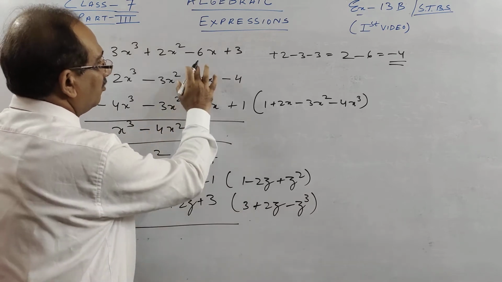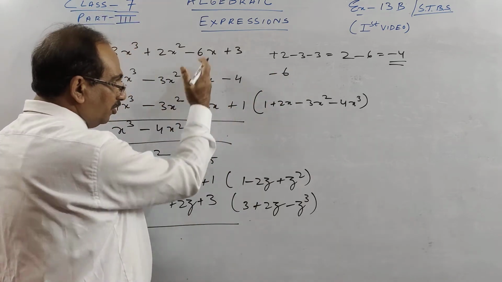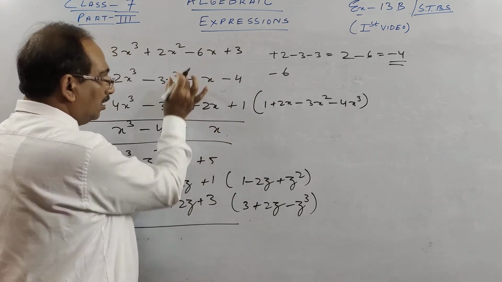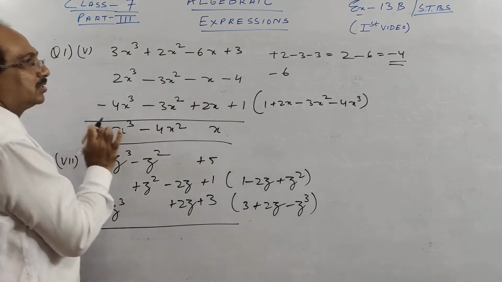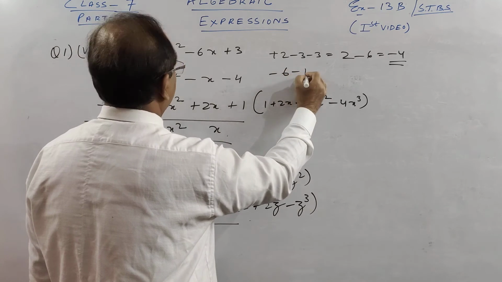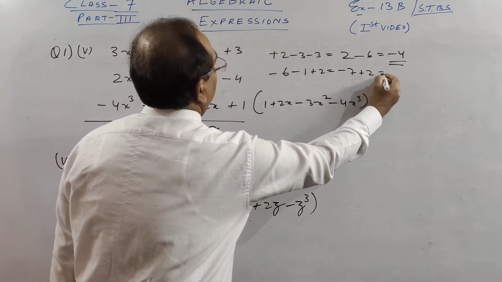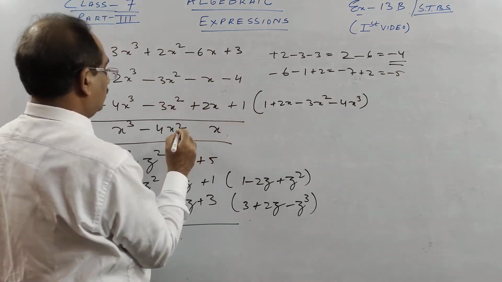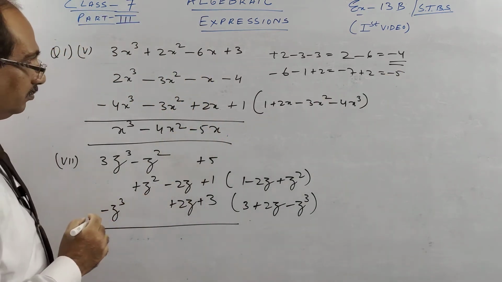And here, in the same way, you see minus 6. Just see the numerical coefficient; x, answer will be x. x square, answer will be x square. x cube, answer will be x cube. So here minus 6 minus 1 plus 2. So you get minus 7 plus 2. This is minus 5. So this is minus 5x.